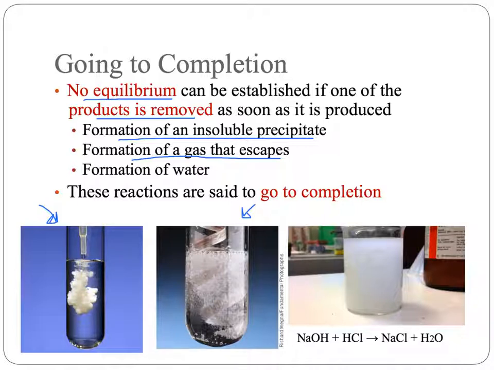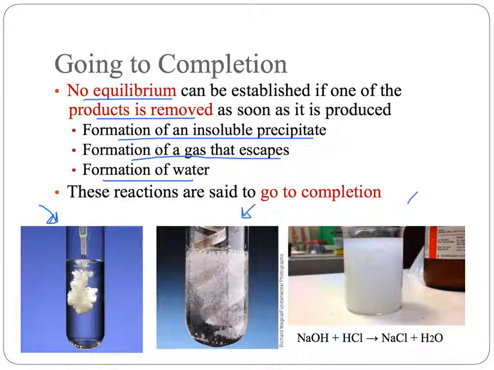When you mix your baking soda and vinegar, that's a reaction that goes to completion. It makes a great deal of carbon dioxide gas, and it expands, or it leaves the container and goes into the environment, the air in the room. And finally, reactions that involve the formation of water, especially when you have ions that end up being dissolved in the water, also go to completion. You're not able to establish equilibrium.